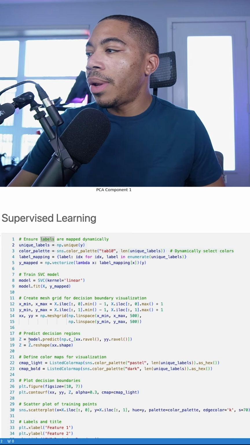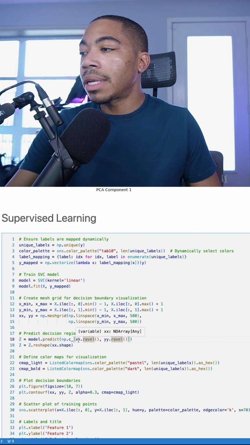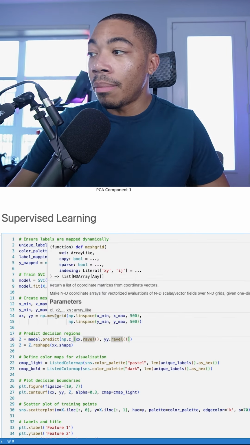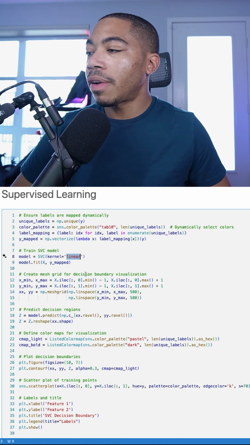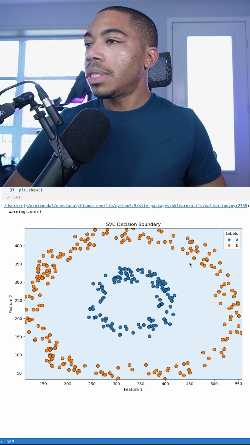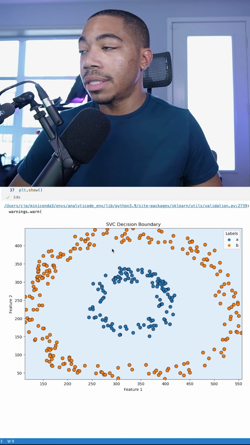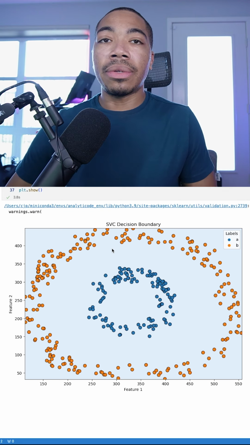And so there we also need a Y value, which would be the predicted value from our XX and our YY, which again comes from this meshgrid and NumPy. We're going to begin using a linear kernel for our support vector classifier. And here you can see that our linear boundary does not do very well for this set. And that's not surprising because this data is not linearly separable without a kernel.